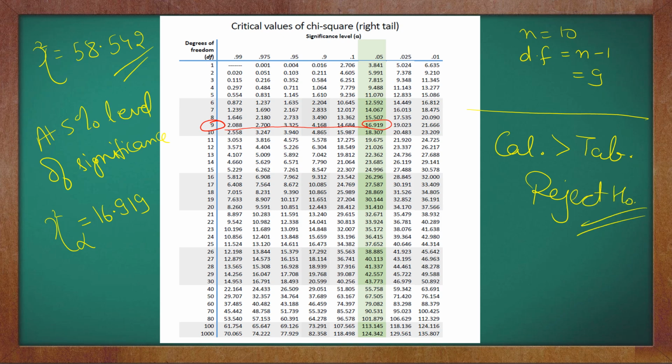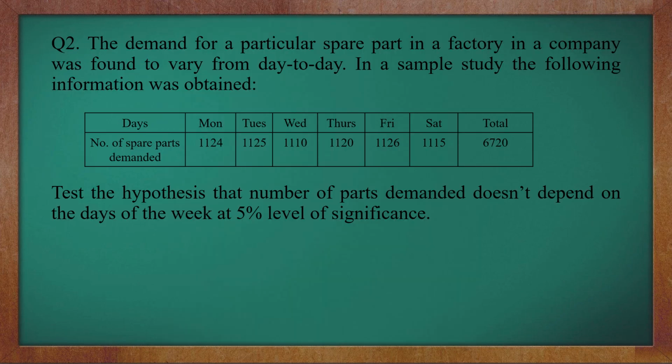Question is done. So any question in which observed data is given to you, you can solve by using the chi-square test in this way. Okay, this is the same question. Number of days and observed frequencies are given to you, right? Total is this one.